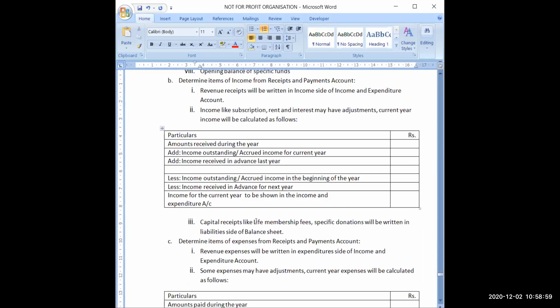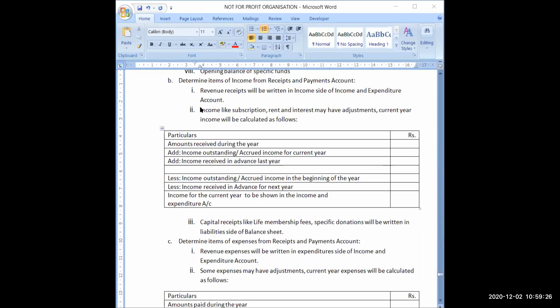Now coming to the next step. The next step is that you have to determine what are the incomes in the receipt and payment account. The incomes will be available to you on the receipt side. Obviously, whatever you are receiving, that will be your income.